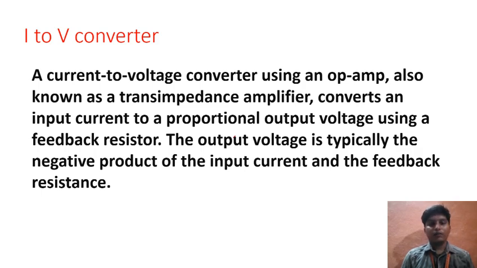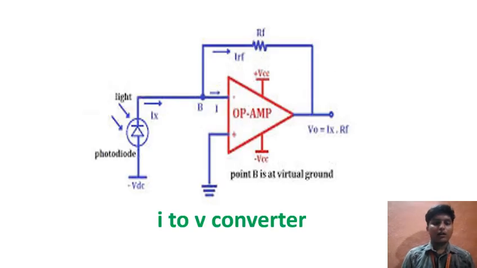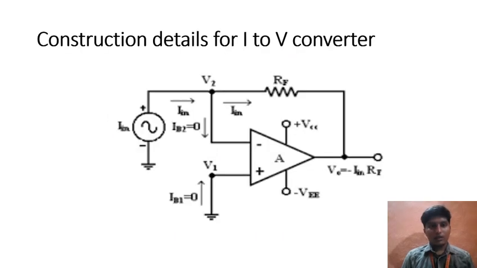The operational amplifier converts an input current into a proportional output voltage. First of all, the operational amplifier takes the current as input, and as output we gain the voltage by using the feedback resistor. And this is the current to voltage converter diagram, with the constructional details for the current to voltage converter.